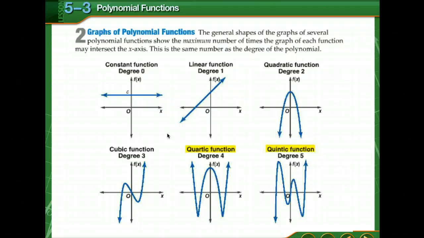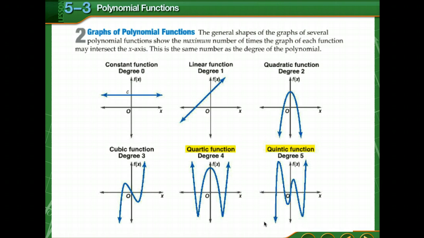Graphs of polynomial functions. These are the general shapes of the graphs of several polynomial functions. They show the maximum number of times the graph of each function may intersect the x-axis. So notice this one, degree of 0 doesn't ever. Degree of 1 intersects 1 time. Degree of 2, 2 times. What are you noticing here? So this is the same number as the degree of the polynomial, is it not? If it's a degree of 3, it can cross the x up to 3 times. Degree of 4, up to 4. Degree of 5, up to 5.